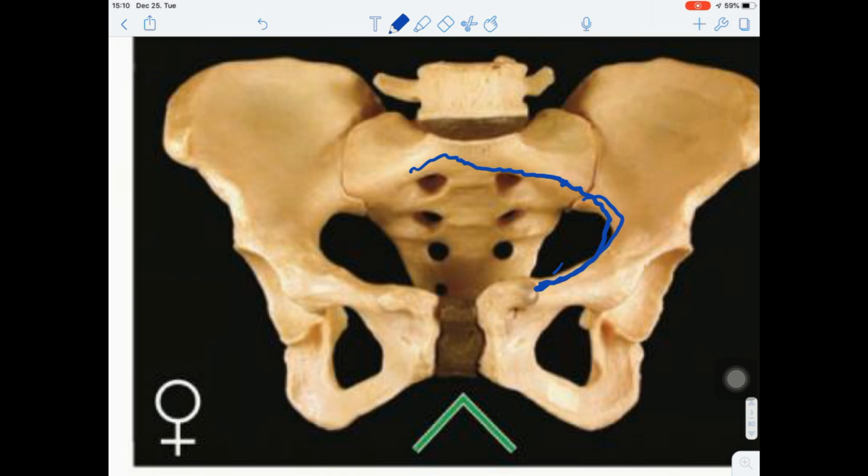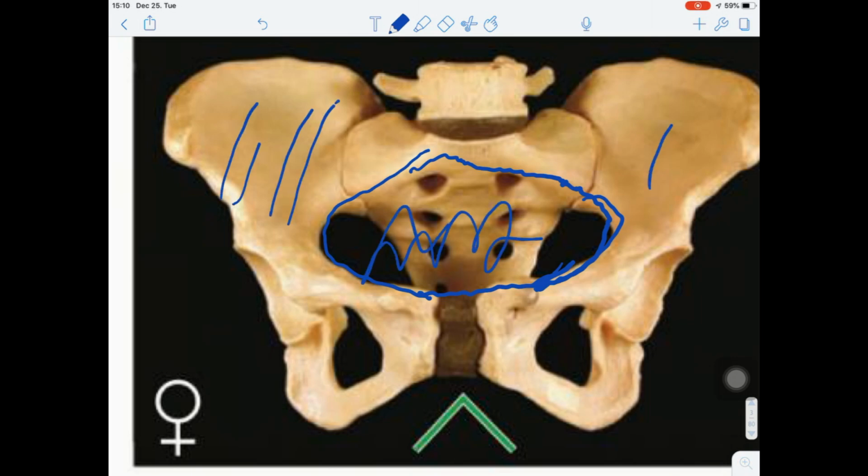These guys are forming the linea terminalis until you reach the pubic symphysis. So this line is going to be the pelvic inlet. Up here is the greater pelvis, and down there is going to be the lesser pelvis or true pelvis. Good? Which one's the arcuate line?